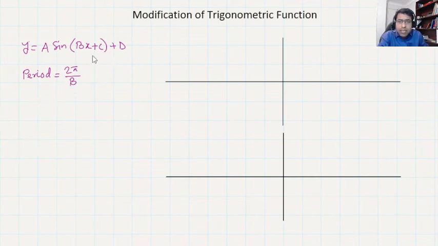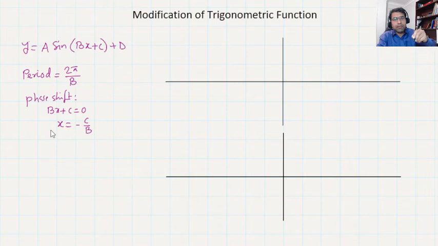Then c is associated with the phase shift. To calculate the phase shift, we take bx plus c equal to 0, then you get x equals minus c over b. This represents the phase shift. It means the graph starts a little bit forward or backward from the original starting point, which is 0, and we can calculate how much by using this formula.